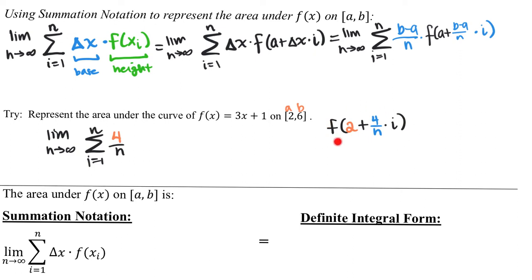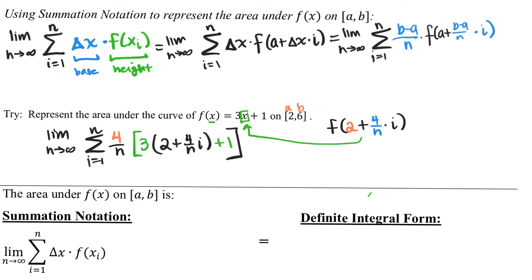Okay, now I have all the information here, but now it's saying plug it into f. So I want f of 2 plus 4 over n times i. So my f function is over here. Where the x is, I'm going to substitute in this expression. So it's 3 times that expression plus 1. So I'm going to put in parentheses 3 times (2 plus 4 over n times i) plus 1.